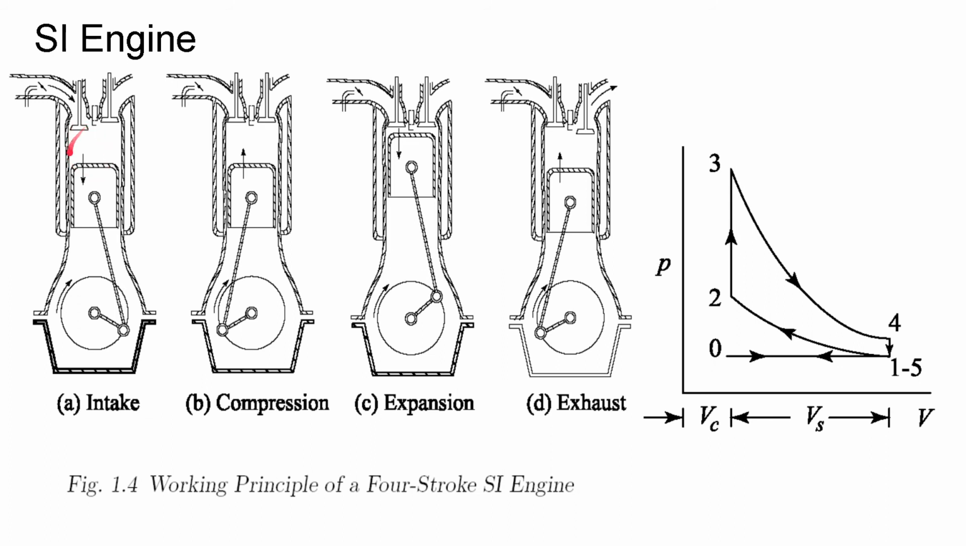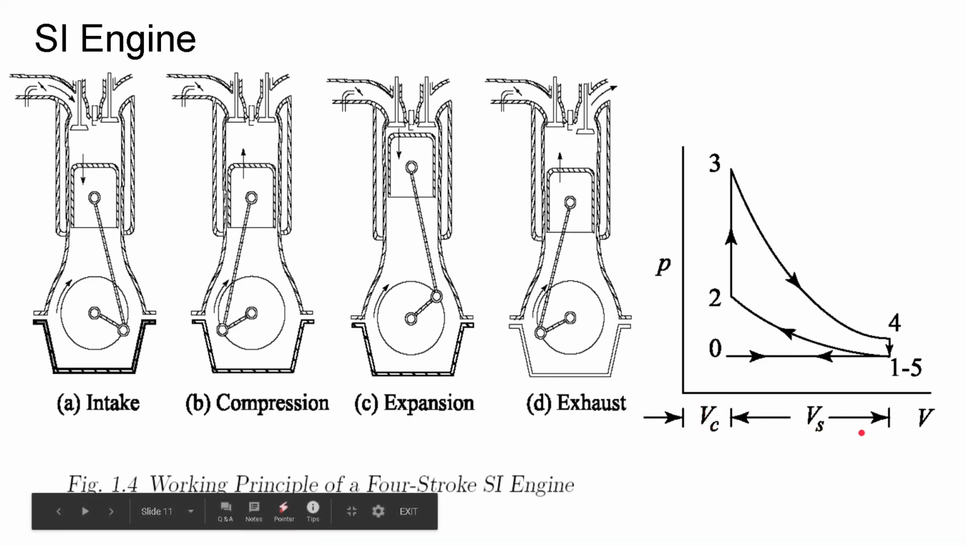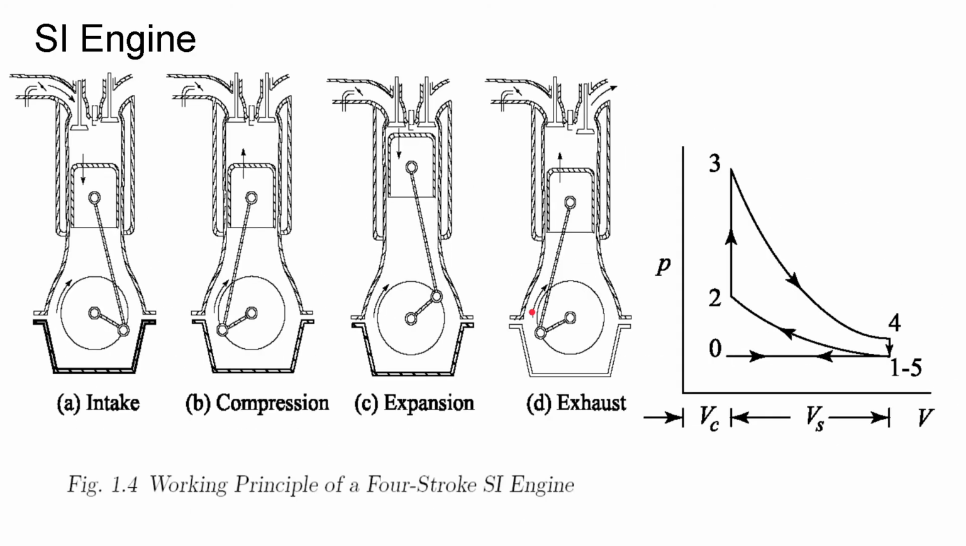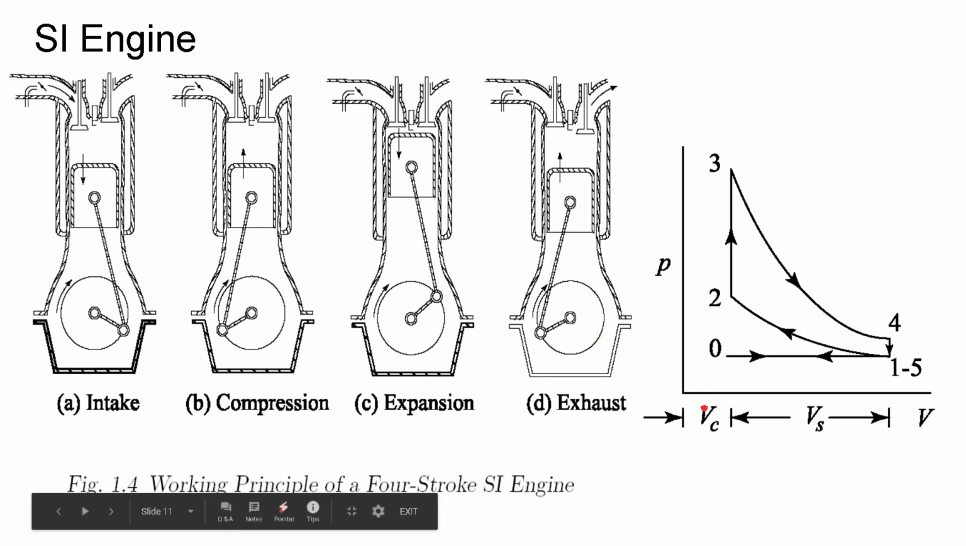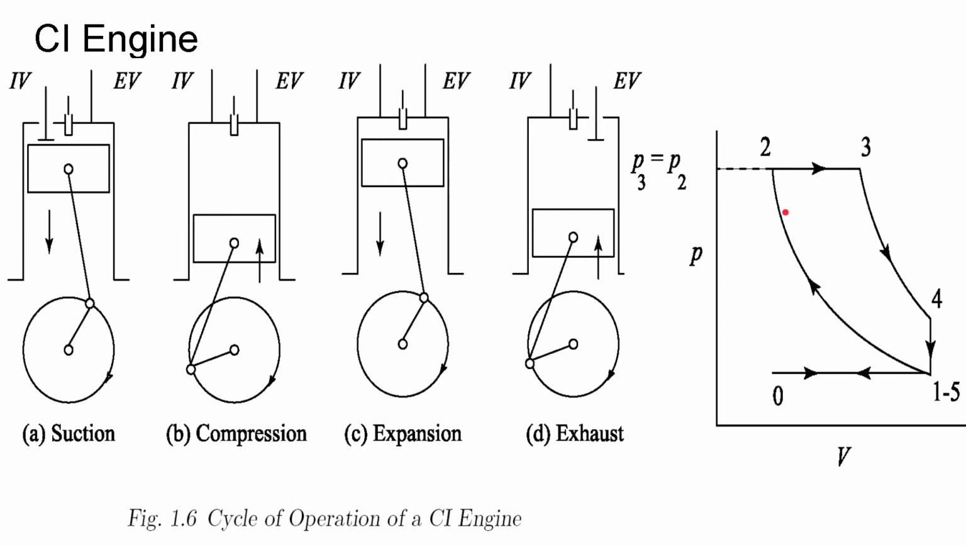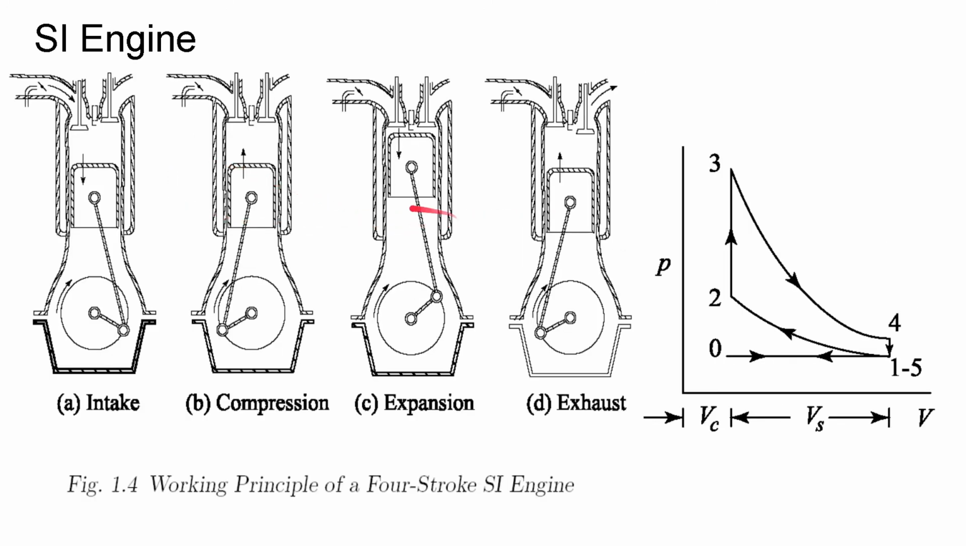Here the compression ratio was around 8 to 10. Let me revise: the compression ratio is the ratio of the total volume, Vc plus Vs, to the clearance volume Vc. Then here the compression ratio would be around 15 to 20, generally 16 to 18, and the compression ratio is low over here, hence our thermal efficiency will be lower.